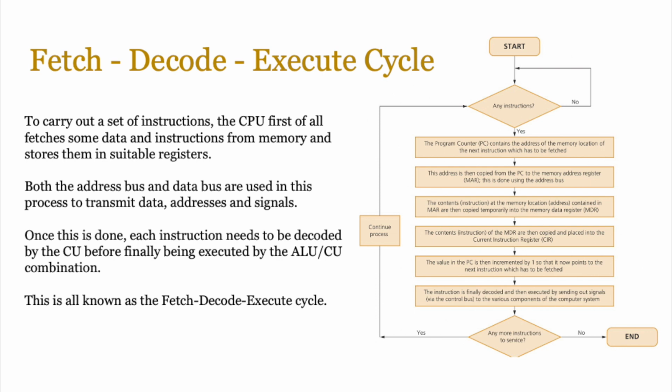So to carry out a set of instructions, the CPU first of all fetches some data and then stores them in suitable registers. Both the address bus and data bus are used in this process to transmit data and addresses, and the control bus is used for signals. Once this is done, each instruction needs to be decoded by the CPU before finally being executed by the ALU and CU combination. This whole process is known as the fetch, decode, execute cycle.